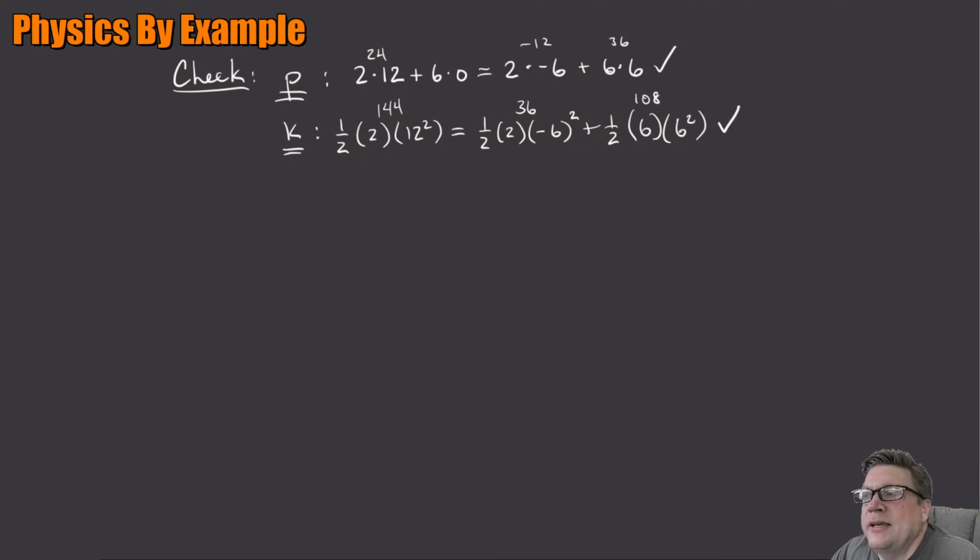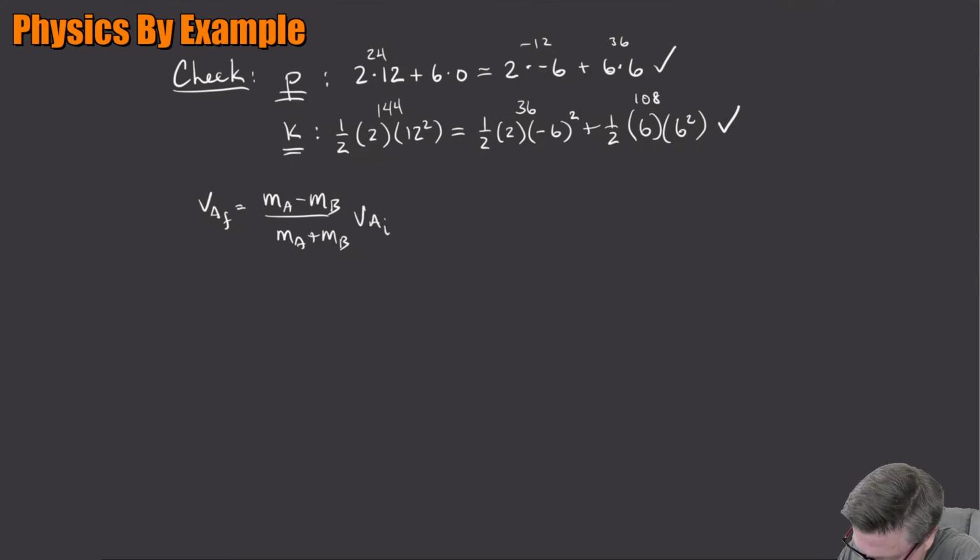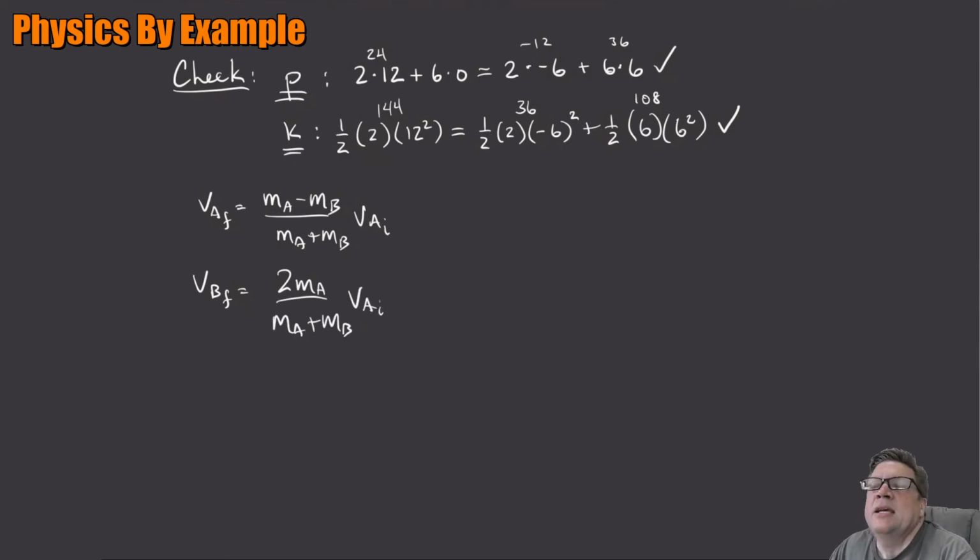There's one other little thing that I wanted to check. Let me write down the relationships again. The relationship was VA final is MA minus MB over the sum of the masses, times VA initial, and the other one was VB final is 2 MA over the sum of the masses, times VA initial. Okay, here's something else to check, just to make sure that everything is all right.